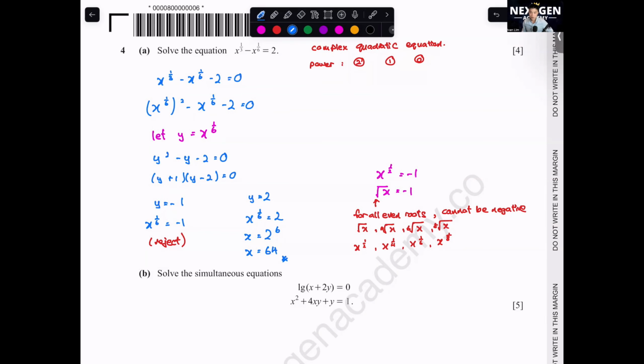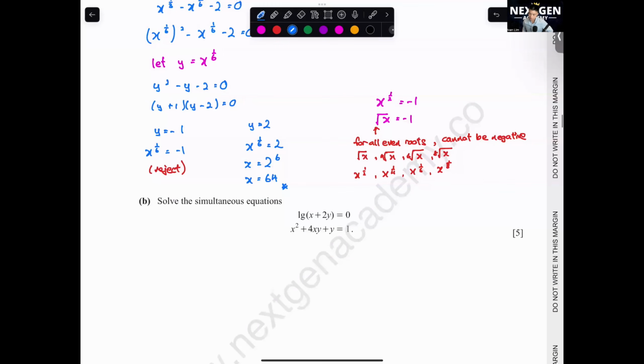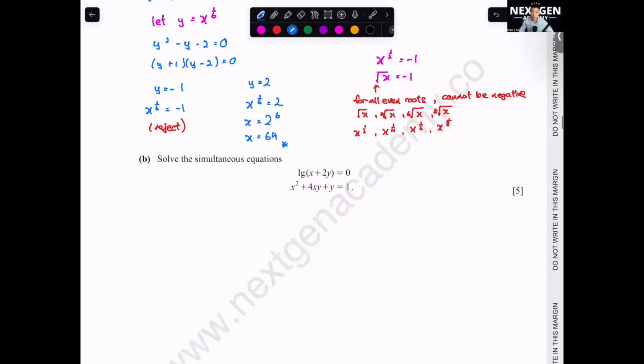Okay, the next one. Solve the simultaneous equations: lg x plus 2y equals 0, x squared plus 4x plus y equals 1. This is a simultaneous equation, so we simplify. Let's get rid of the log from the first equation. I'll call this equation 1, this one equation 2. We start from equation 1 first: lg x plus 2y equals 0. I want to get rid of the log, so I will change log form to index form. So x plus 2y equals 10 to the power of 0. lg is log base 10. Then here it will become x plus 2y equals 1. Okay, let's see.